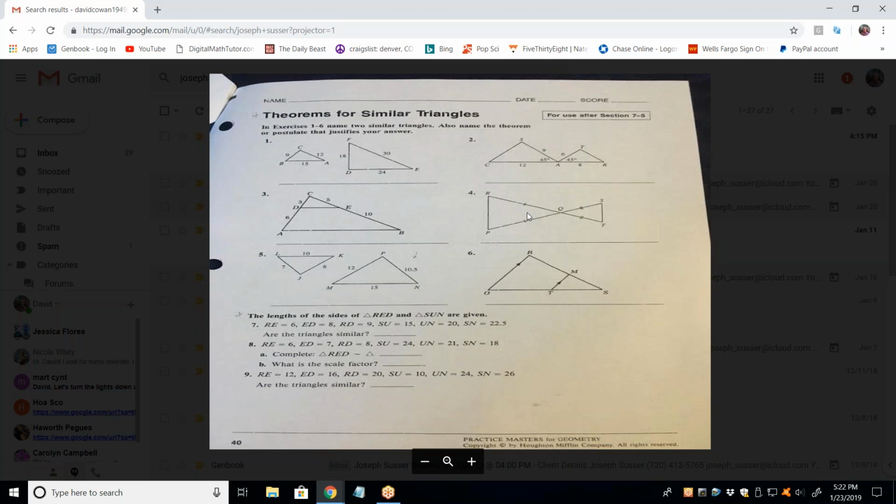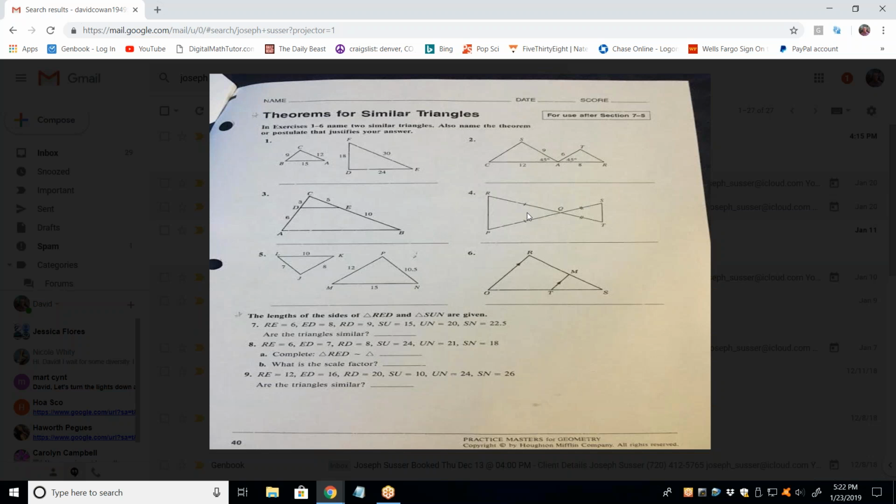Okay. Theorems for similar triangles. Name two similar triangles, also name the theorem or postulate that justifies it. When they say name two similar triangles, I guess they're talking about just problem number 1? Yes. There's triangle ABC and EFD, if you flip it.